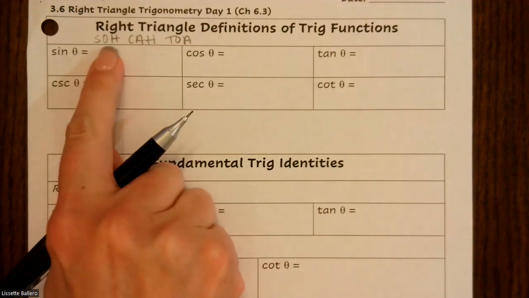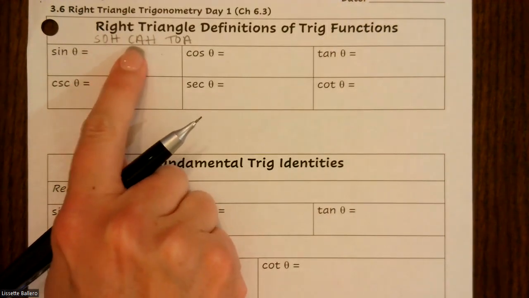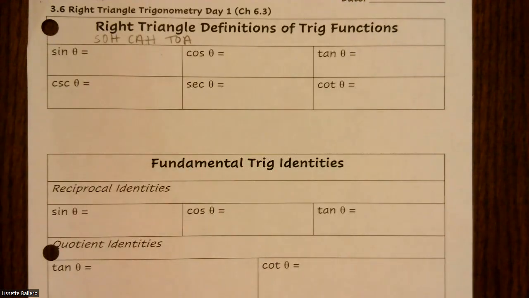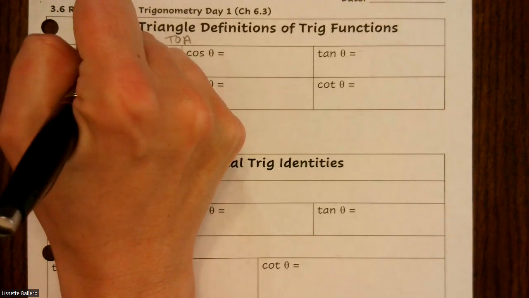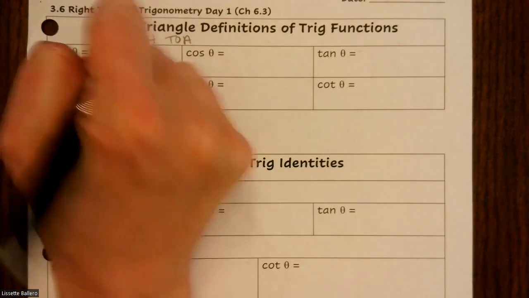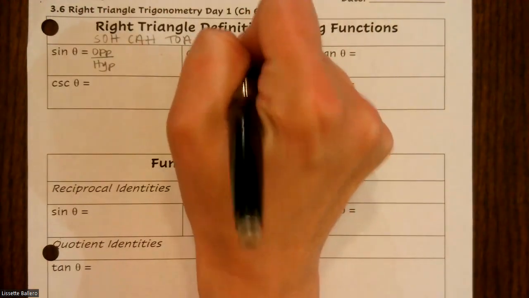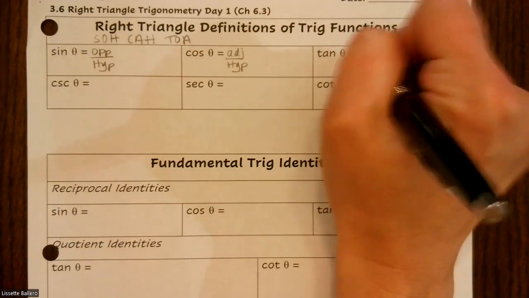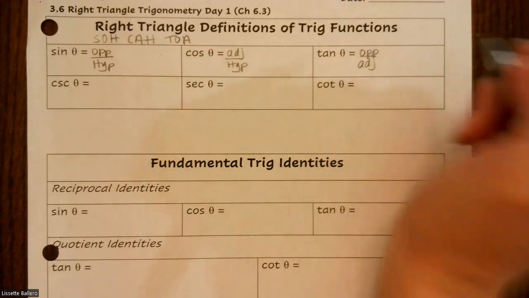which was the sine is opposite over hypotenuse, cosine is adjacent over hypotenuse, and tangent is opposite over adjacent. So I'm going to write those here. That's opposite over hypotenuse, adjacent over hypotenuse, and the tangent is opposite over adjacent. Now, what does that mean?